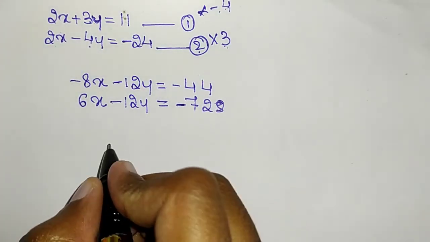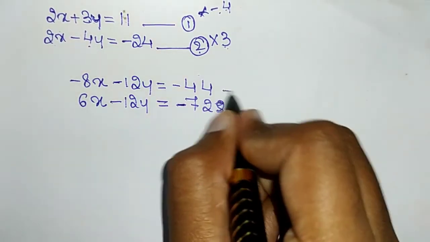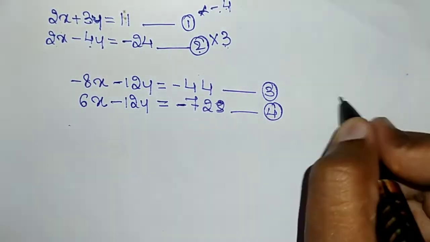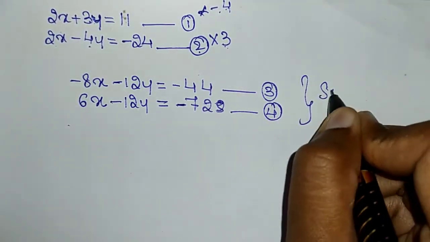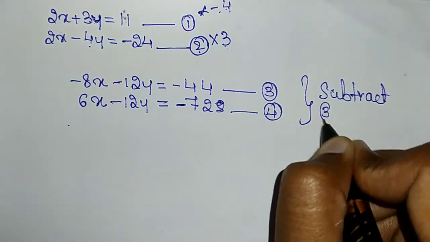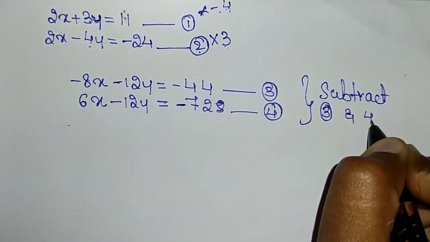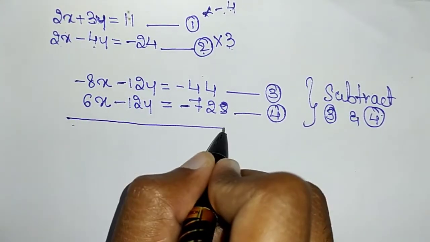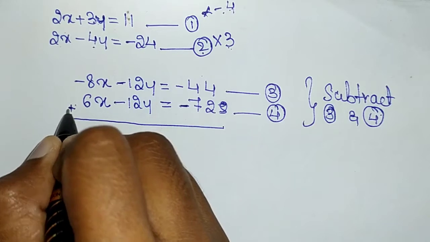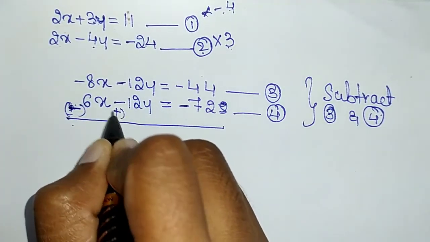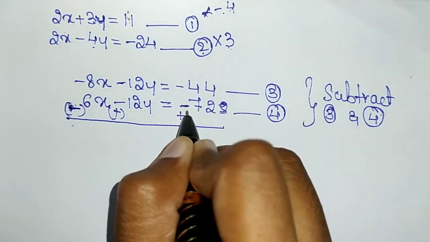Now let us subtract them. Name them as equation 3 and 4. Subtract 3 and 4. What will we get? First, the signs will change. Plus will become minus. Minus will become plus, and once again minus will become plus.